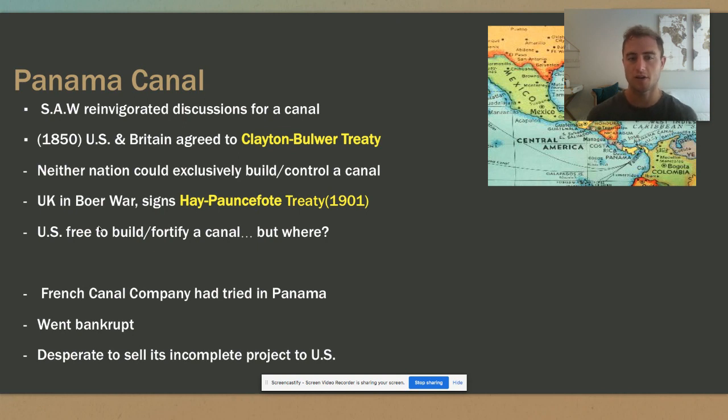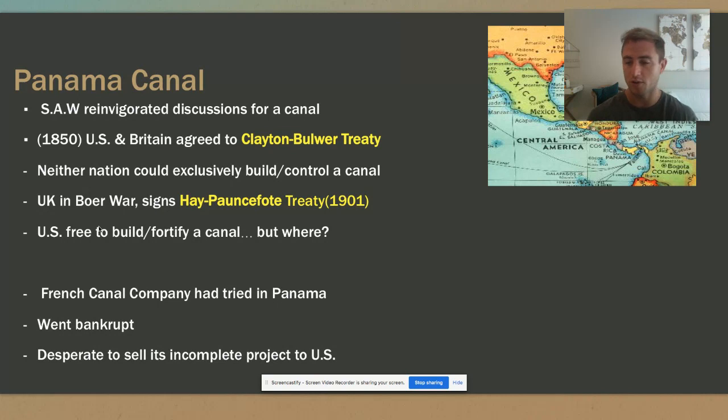The Spanish-American War brought up new discussions of a canal in Panama, and this had already been proposed by many European nations and the United States. Back in 1850, the U.S. and Britain had agreed to the Clayton-Bulwer Treaty, which said that both these nations would work together to build a canal and split the profits themselves. However, now that the UK is in the Boer War in South Africa, they signed a new treaty, the Hay-Pauncefote Treaty, which says the US is free to build a canal there.